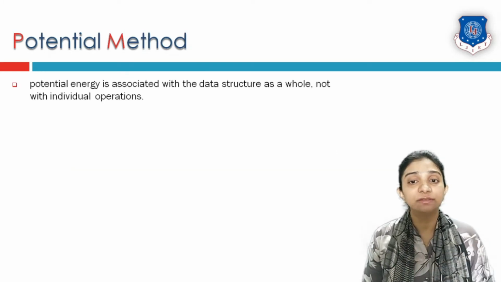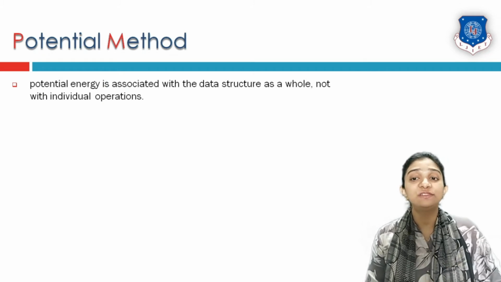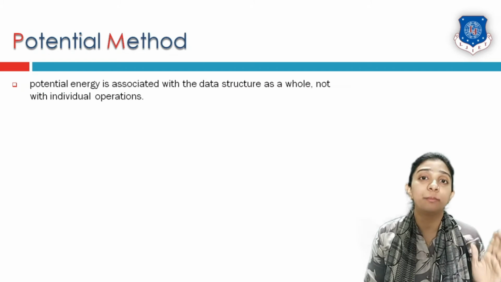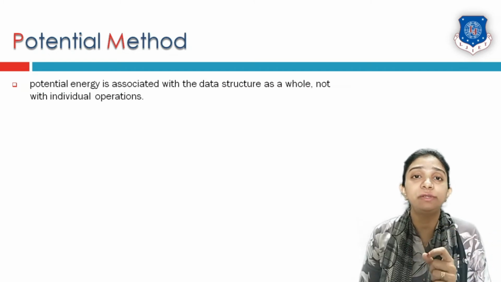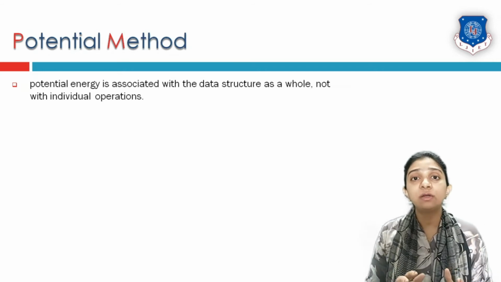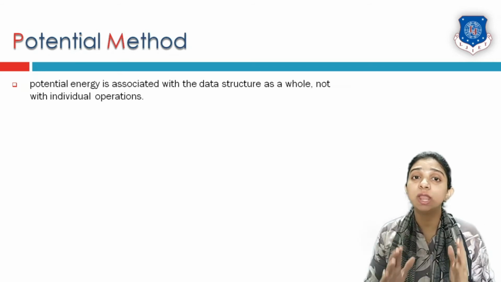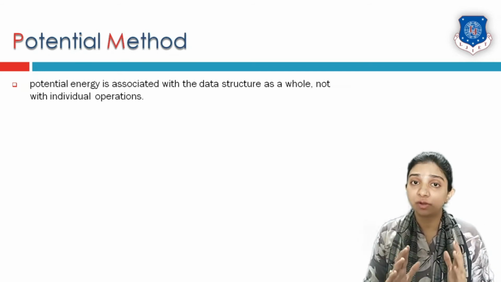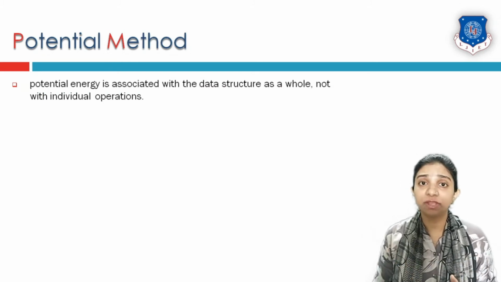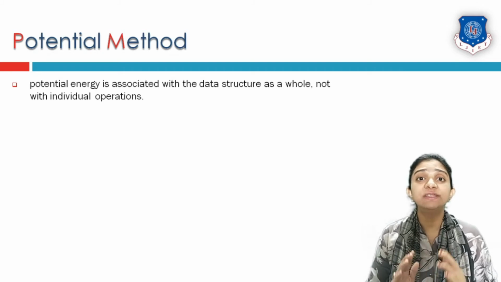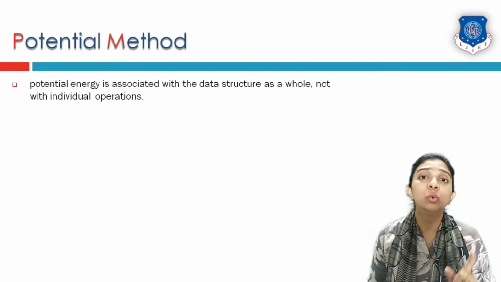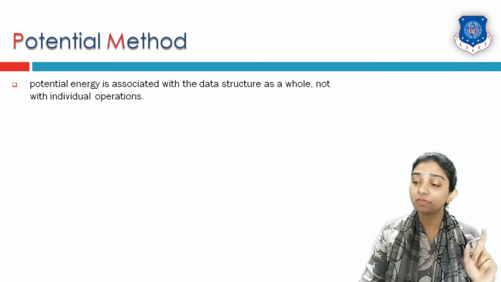So the potential method of energy is associated with the data structure, not with an operation. This is how your accounting method and potential method differ. In the accounting method, we give actual and accounting or amortized cost to each operation. But in the potential method, potential energy is given to the complete data structure, not to its operation.